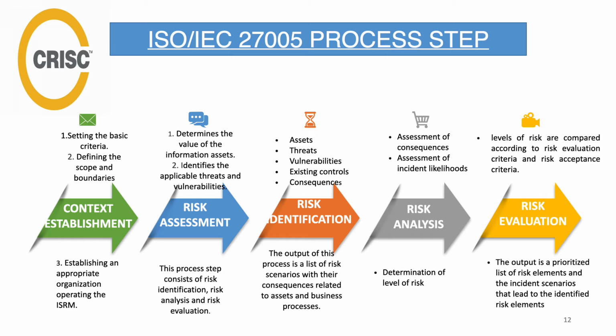Okay, moving further ahead, let's discuss risk identification. Risk identification involves defining things which could cause a loss to an organization, such as assets, threats, vulnerabilities, existing controls, and consequences. The output of the process is a list of risk scenarios with their consequences related to the assets and the business processes. Understood? Information assets such as hardware, personnel or process; information security threats such as criminal hacking; internal, existing and planned security measures and controls; vulnerabilities and etc.